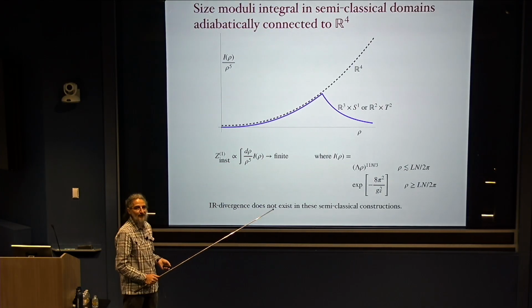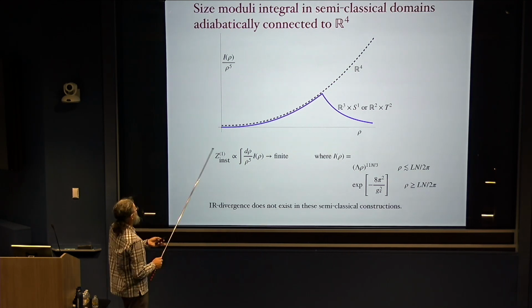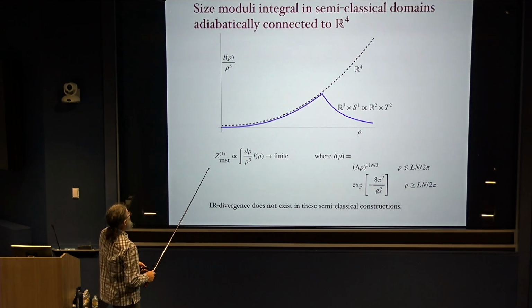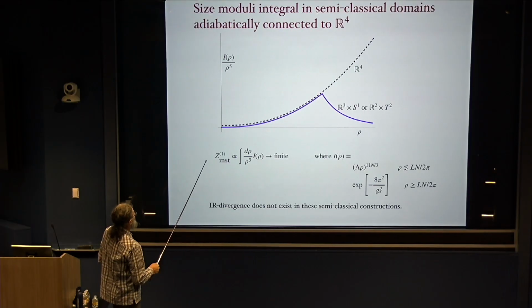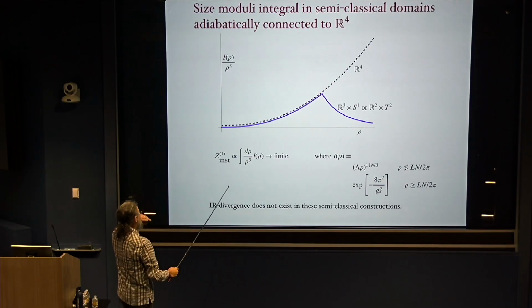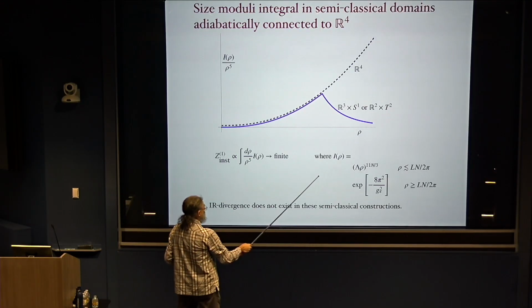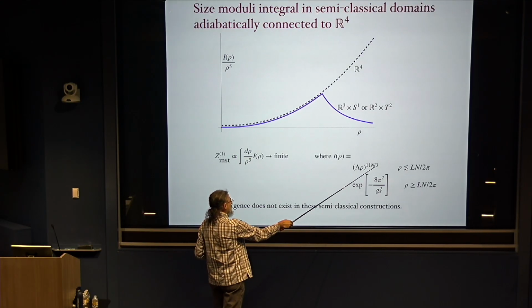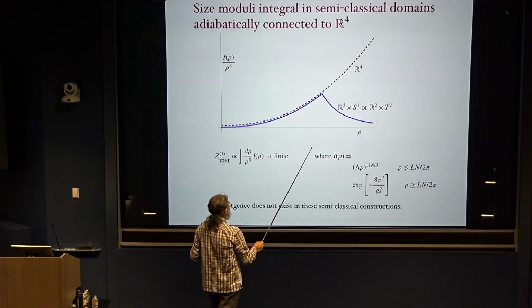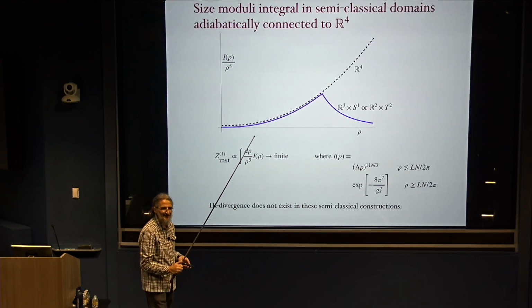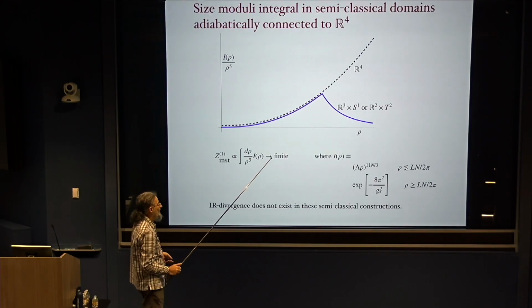So what happens with the size moduli problem? The big issue was that this integrand was growing very large. It was lambda rho to the power 11/3 N divided by 3 minus 5. It's growing like that polynomially, but at large N, it grows even faster.